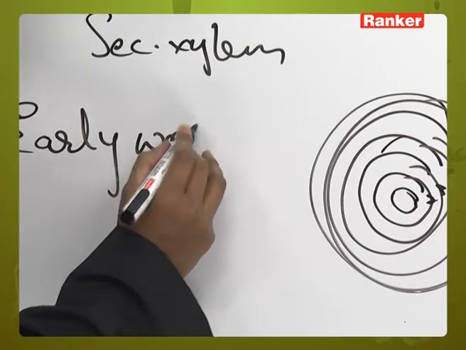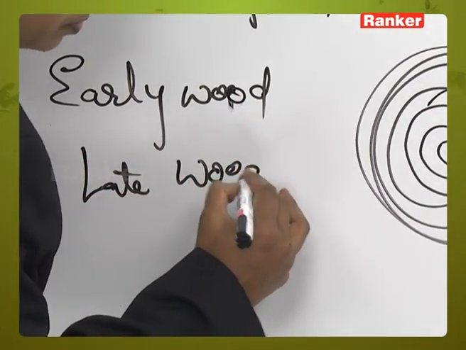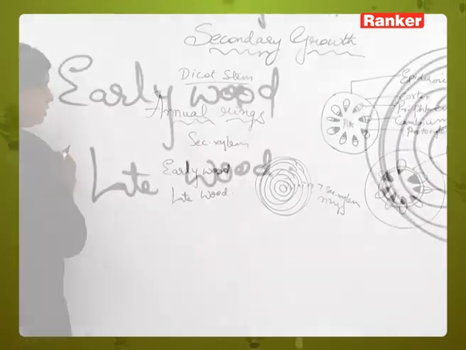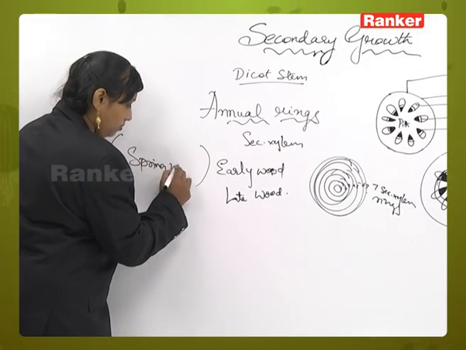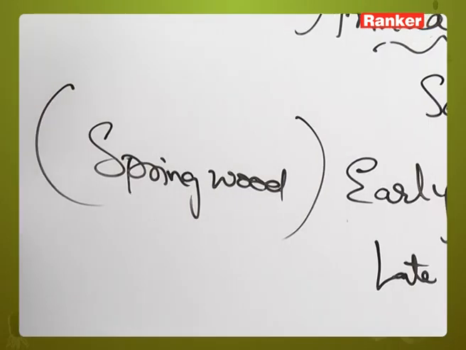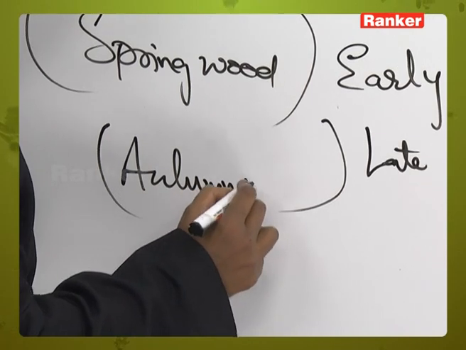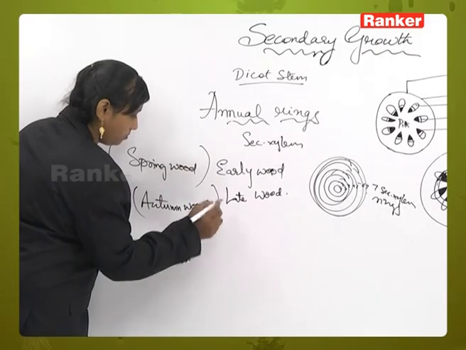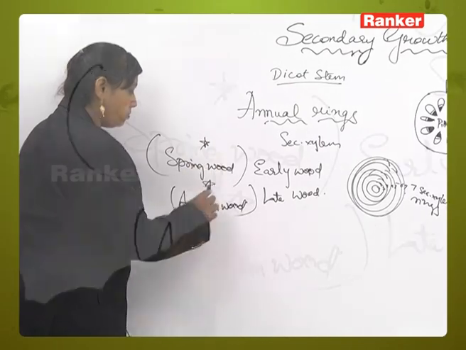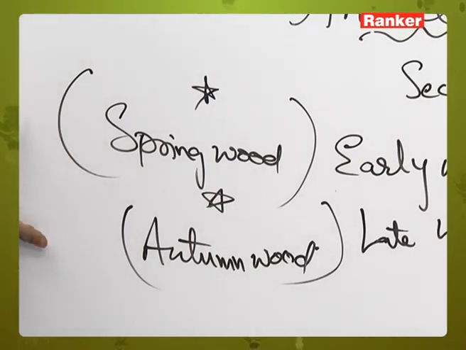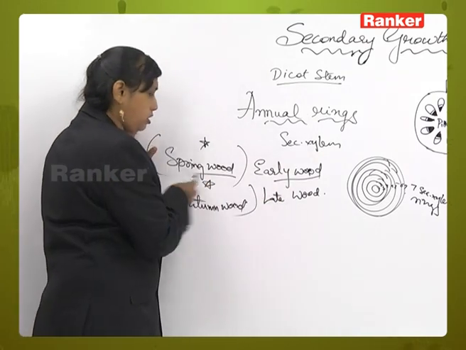early wood, late wood, or we can also call it spring wood, autumn wood. These are important. These are the terms we are supposed to study here. Now, first in reference we will talk about the early wood or the spring wood.